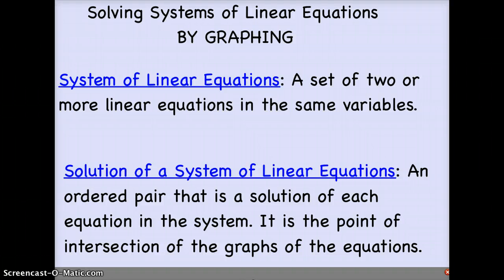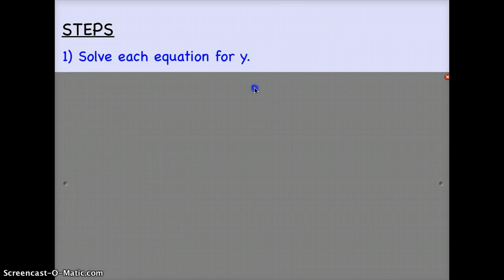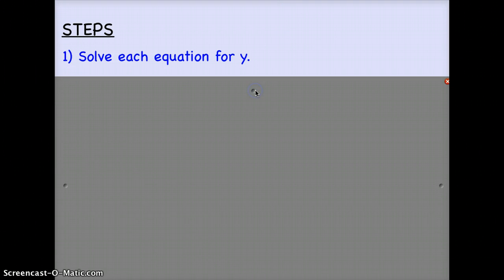So let's take a look at how we are going to do this. How are we going to find the solution? So here are your steps. Step number one, write down each step as I go through them. So step number one, solve each equation for y. We know that if we have our equations solved for y, we can graph them easily because we will know our y-intercept and our slope. They may give you the equations already solved for y and they may not. So if they're not, you'll go ahead and do that first.